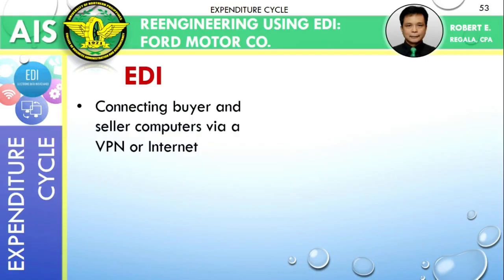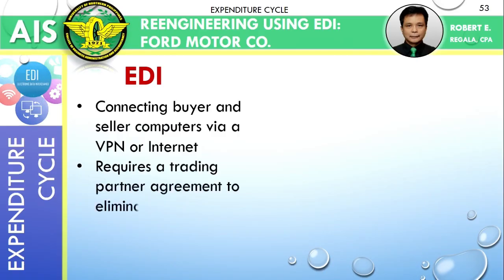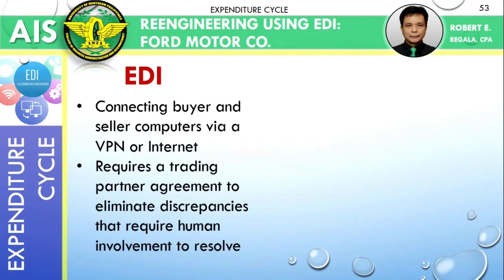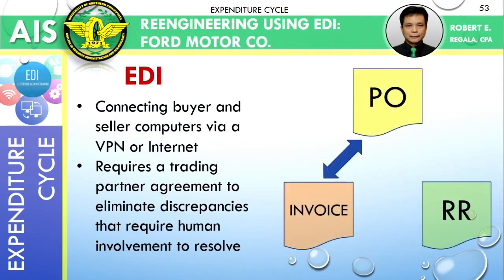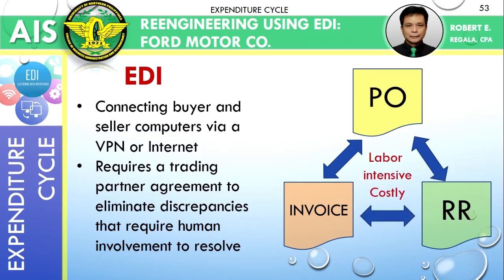A key element of successful EDI is the implementation of a trading partner agreement to eliminate the discrepancies that require human involvement to resolve. In particular, the receiving function and the AP task of reconciling purchase orders, receiving reports, and supplier invoices are labor-intensive and costly. The following examples show how re-engineering these activities can produce considerable cost savings.